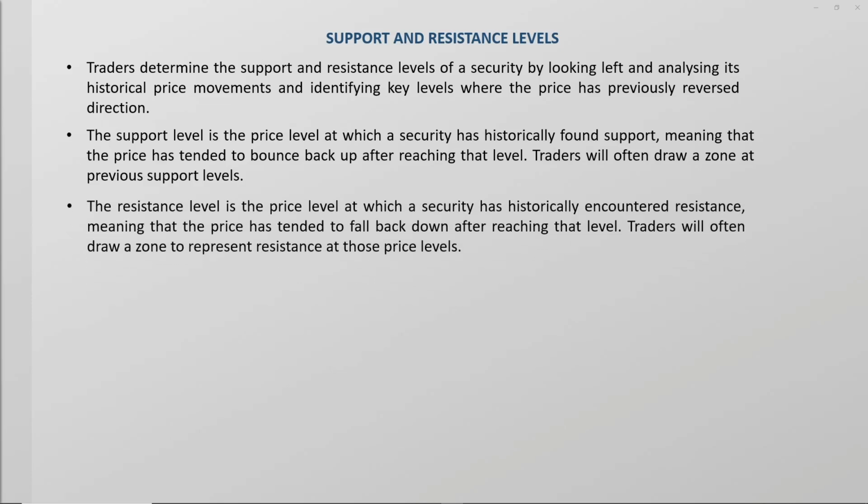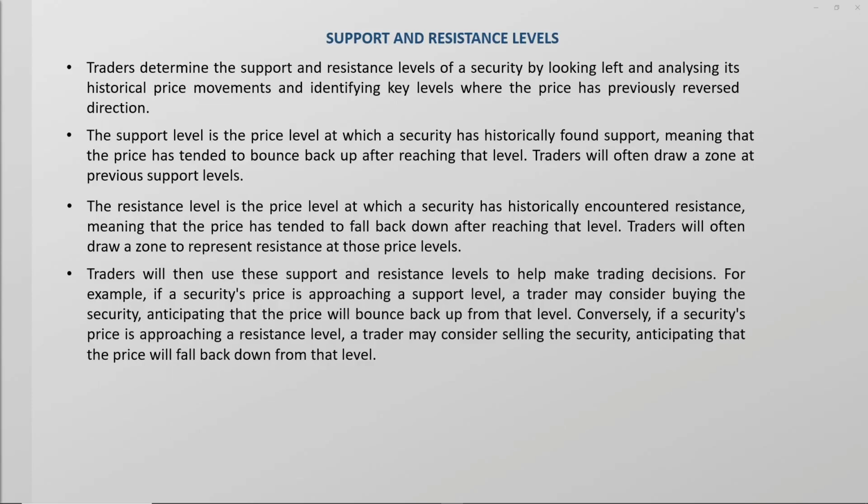The resistance level is the price at which a security has historically encountered resistance, meaning that the price has tended to fall back down after reaching that level. Traders will often draw a zone to represent resistance at those price levels. Traders will then use these support and resistance levels to help make trading decisions. For example, if a security price is approaching a support level, a trader may consider buying the security, anticipating that the price will bounce back up from that level.